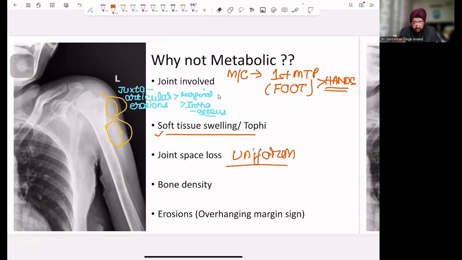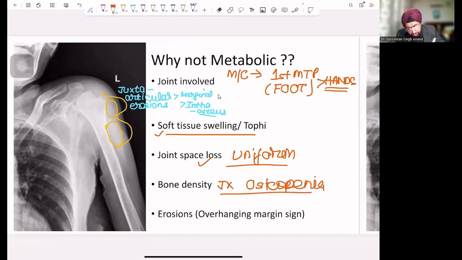Lack of focal soft tissue swelling or tophi also goes against metabolic arthritis. This is not one of the most common joints to be involved by gout. Bone density, we have juxta-articular osteopenia. That again goes against metabolic arthritis. I told you in metabolic arthritis, the bone density remains normal.